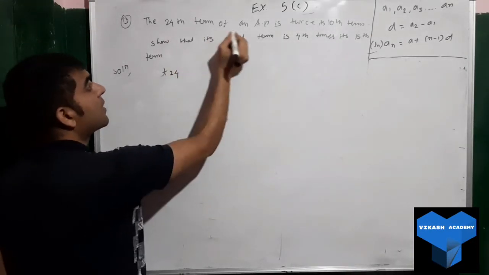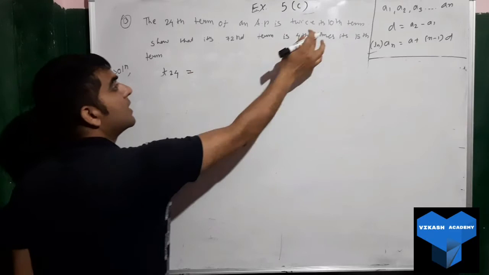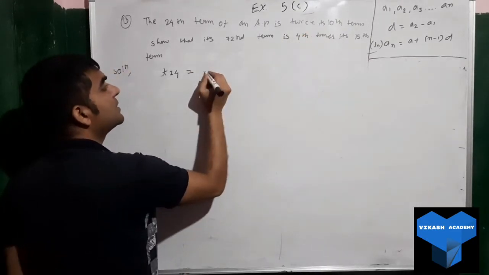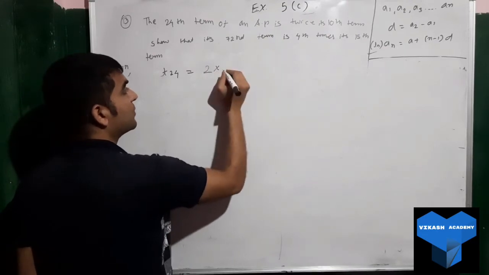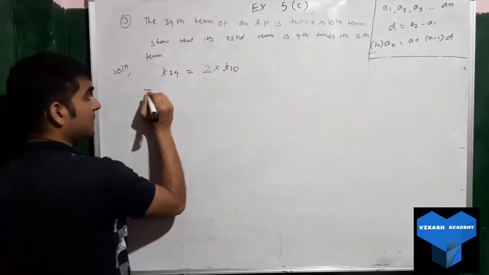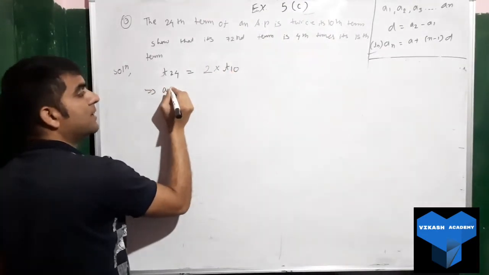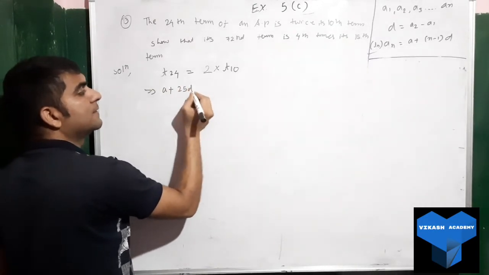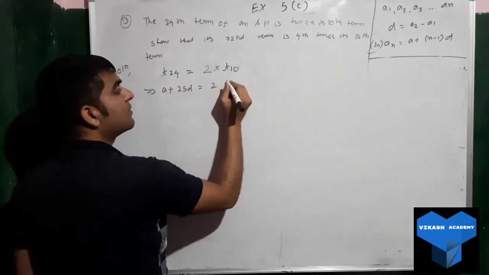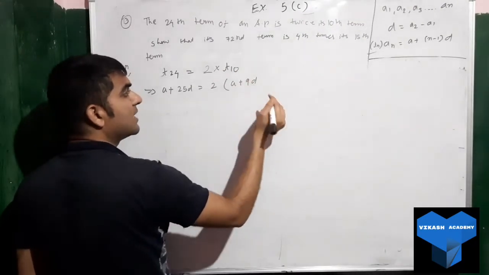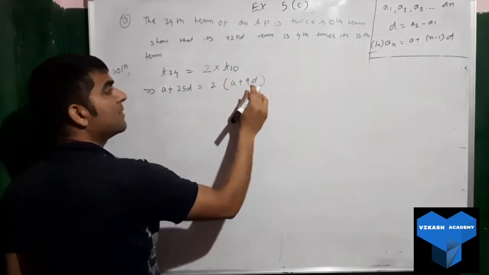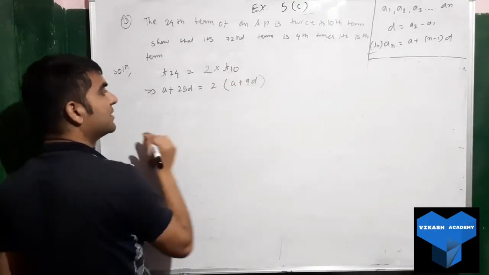T24 is a term of an AP. T10 is the 10th term, twice its 10th term. So T10 is a plus 9d, since a plus n minus 1 times d, so 10 minus 1 is 9, then d.